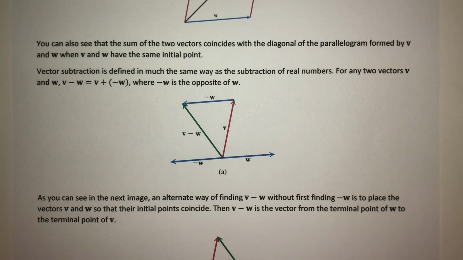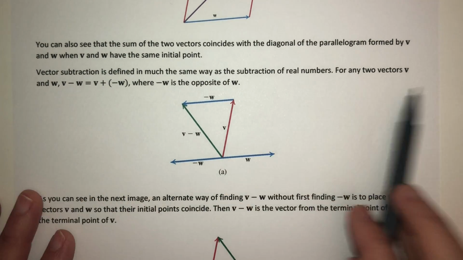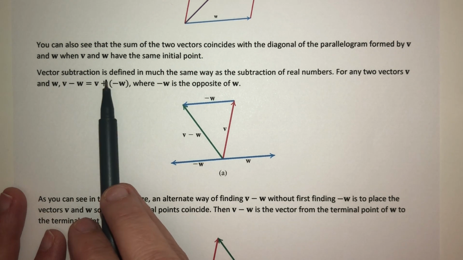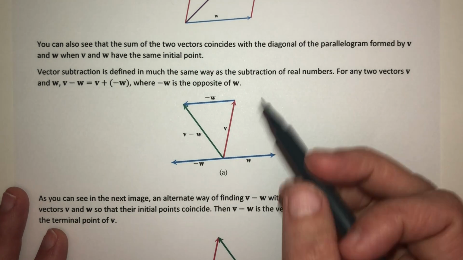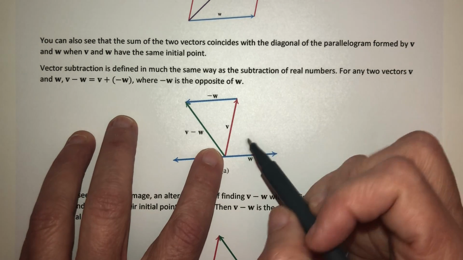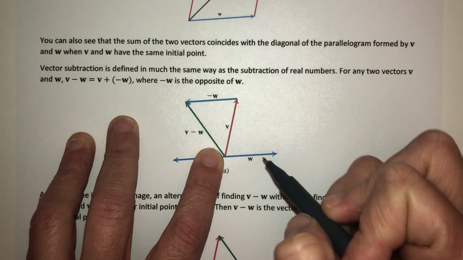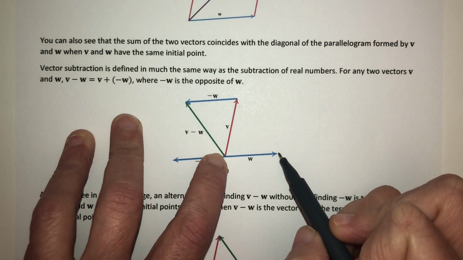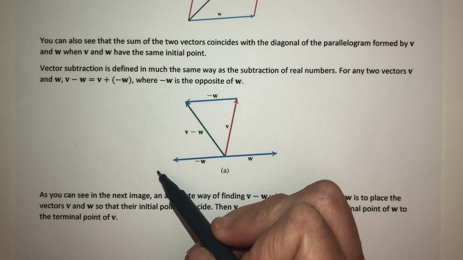Now, vector subtraction is defined in much the same way as in real numbers. For any two vectors, v and w, v minus w is the same thing as v plus negative w, where negative w is the opposite of w. Okay, so if I have here my vector v and here my vector w, and I want to do v minus w, well, negative w is going to be the same length as w, but pointing in the opposite direction.